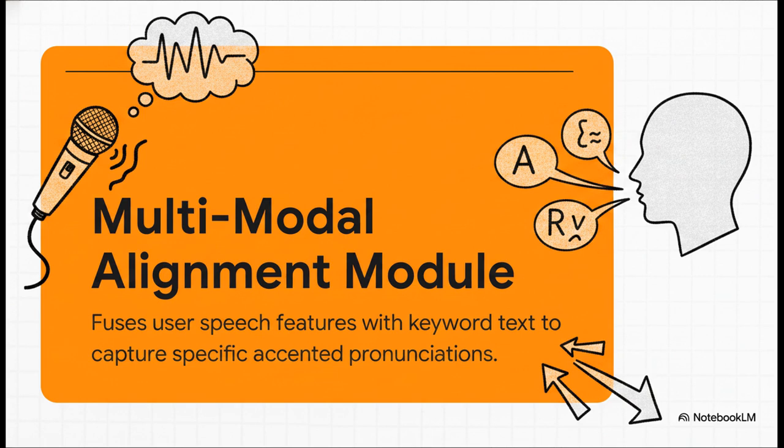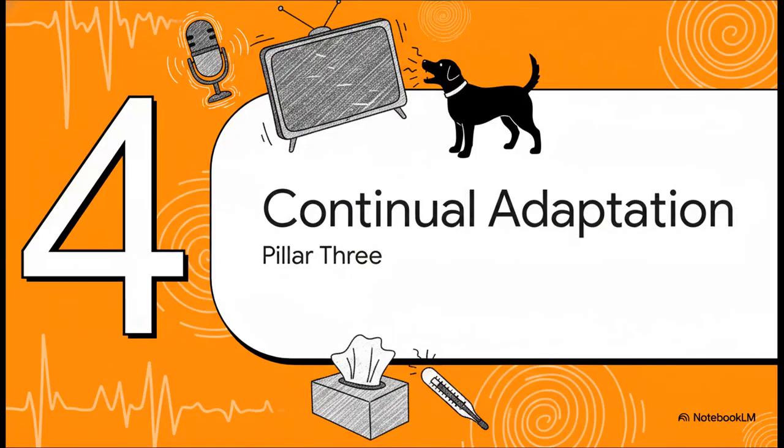The MAM fuses the text you typed with the specific acoustic quirks of your actual voice. Whether you have a deep Southern drawl, a heavy Scottish brogue, or a quick New York clip, the MAM captures exactly how you pronounce those letters. It anchors the AI to your specific voice, which pretty much eliminates the chances of someone else accidentally triggering your device. Next up, Pillar 3, continual adaptation.